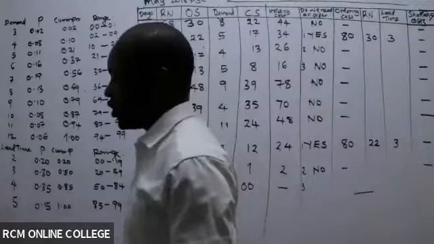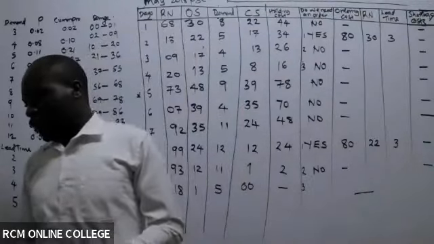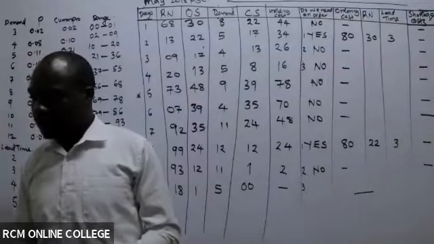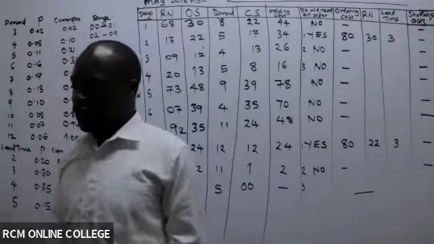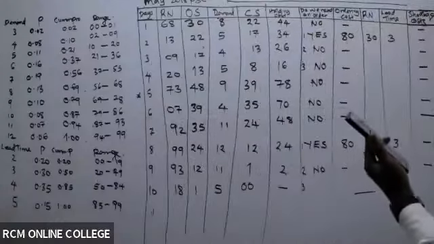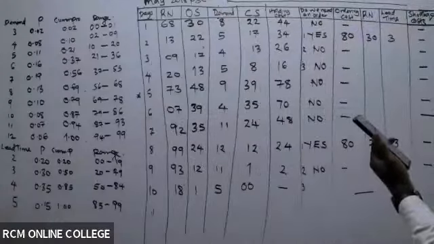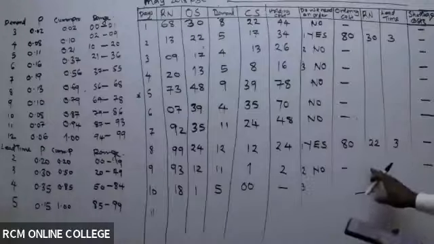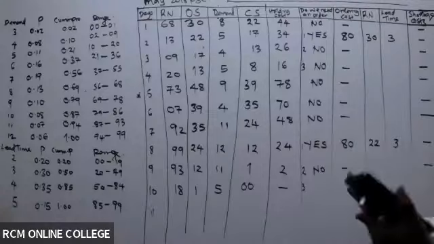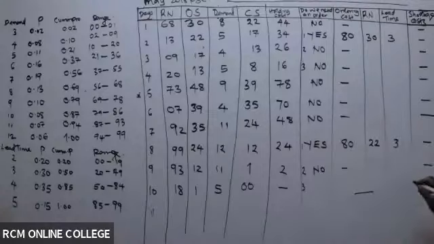Shortage cost per unit. Were we given shortage cost per unit? If yes, how much was it? 20 shillings per unit. So how much will we have here as the shortage cost? We have a deficit of 4 times 20, which is giving us 80.